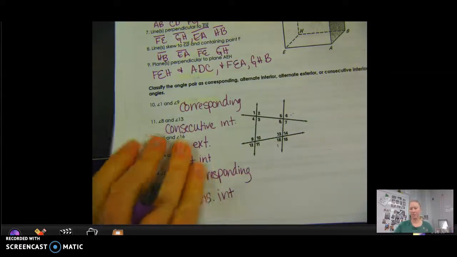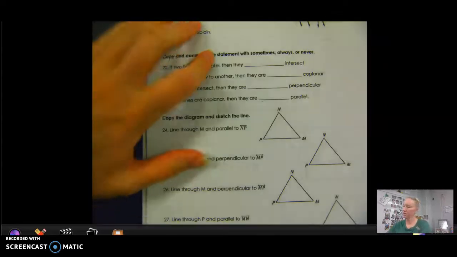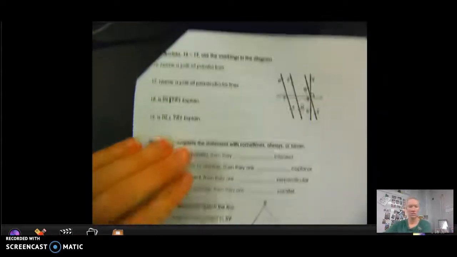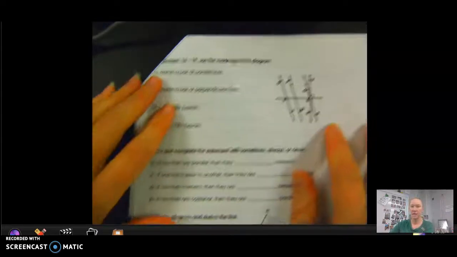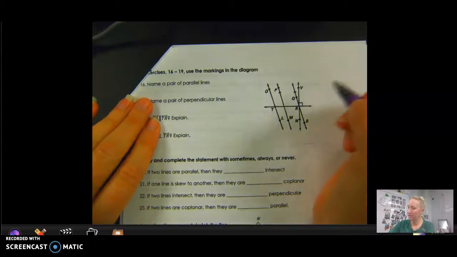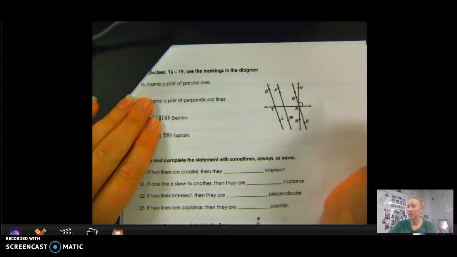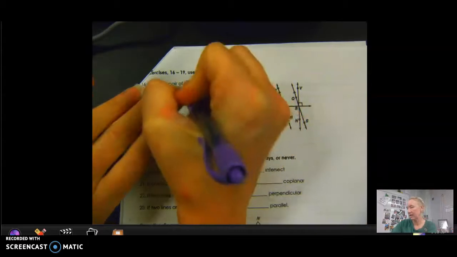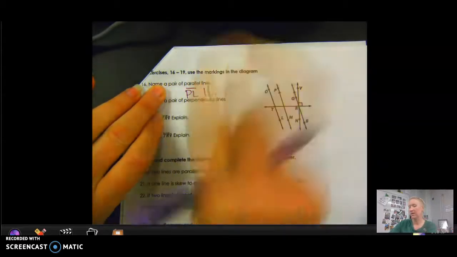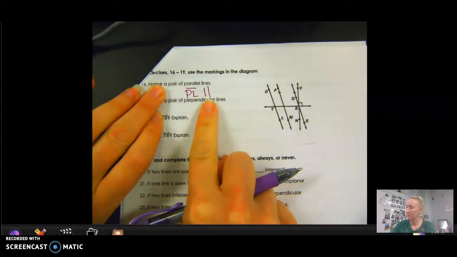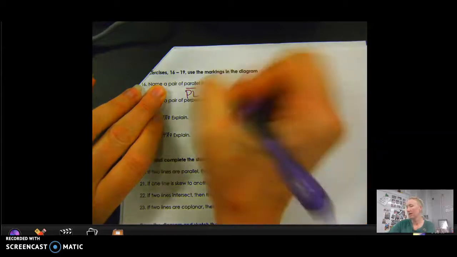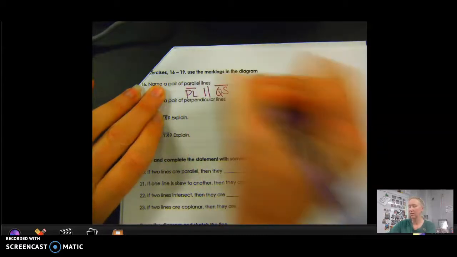All right, last page of notes. Name a pair of parallel lines. Remember, parallel lines are going to have the little symbol in them. So this has a symbol and this has a symbol to show me that they are parallel. So that is line PL is parallel, that's how I show parallel as the shortcut in math, to QS. Could also call that QR.